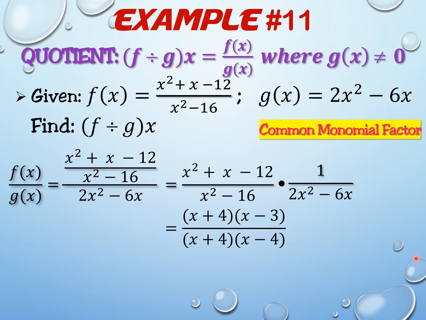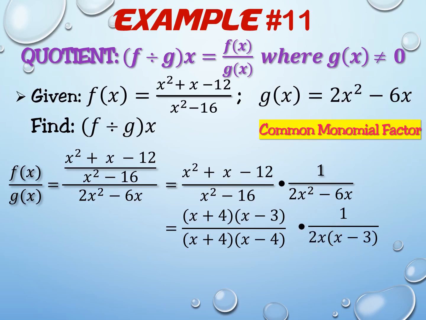So this one, we can use the common monomial factor. For 2 and 6, what is the greatest common factor? Yes, that will be 2. And then for x squared and x, we simply get the lower exponent. So your common monomial will be 2x times x minus 3. This will be the other factor. Did you follow, guys? Okay, I hope so.